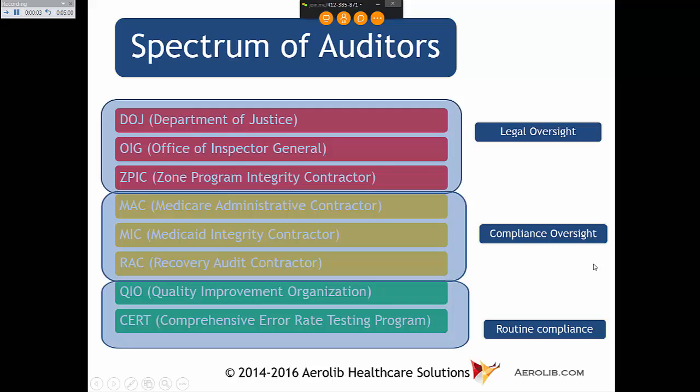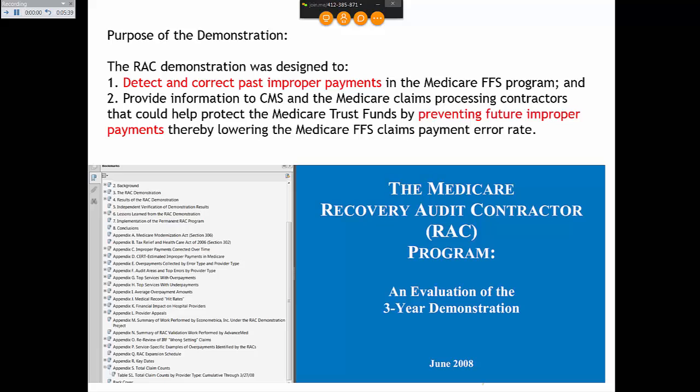All of you familiar with our series know we always start off with the spectrum of auditors, and you can see the traffic colored lights. The bottom 2, the greens, are the QIOs and certs, and these are actually our friends. They help with routine compliance. The middle yellow ones are the MACs, MICs, and RACs, and these are compliance oversight organizations. These are who refer us to the top 3 legal oversights, so the DOJ, OIG, and ZPIC. These are where payment issues are concerned, or where there is a fraud issue in the case, and we always need to be very careful that we don't get onto their radar screens.